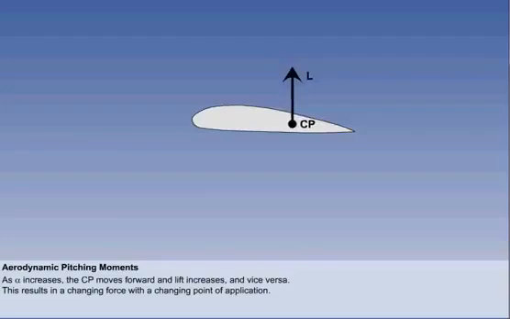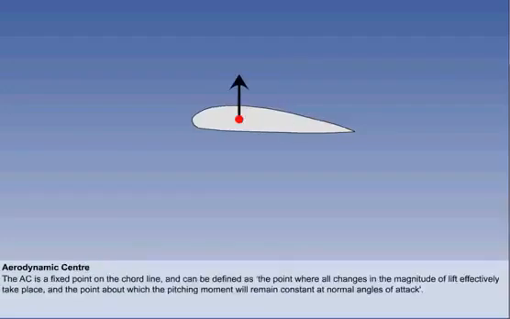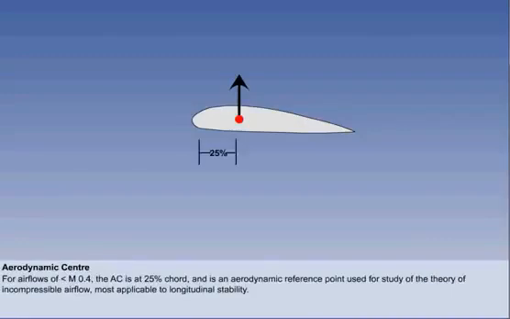The aerodynamic centre, or AC, is a fixed point on the chord line, and can be defined as the point where all changes in the magnitude of lift effectively take place, and the point about which the pitching moment will remain constant at normal angles of attack. For subsonic airflows of less than Mach 0.4, the AC is located at the 25% chord point, regardless of camber, thickness or angle of attack. The AC is an aerodynamic reference point, which is used for examination of the theory of incompressible airflow, and is most directly applicable to longitudinal stability, as you will see later in the syllabus.